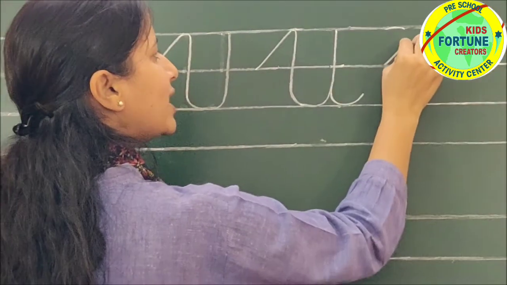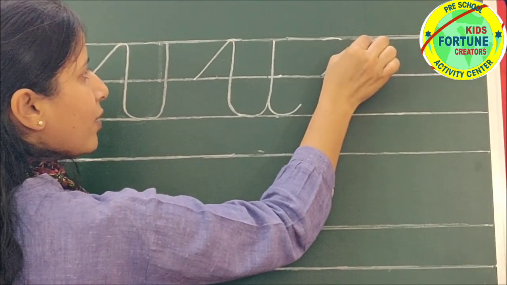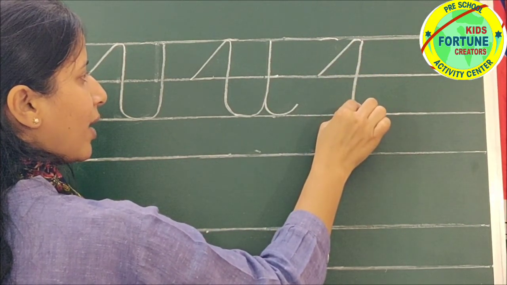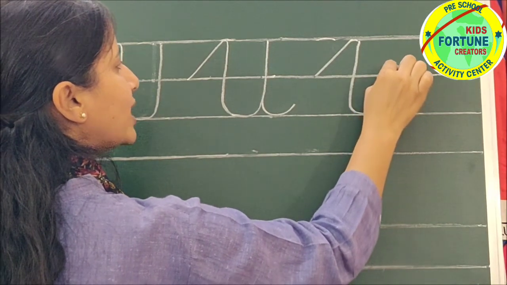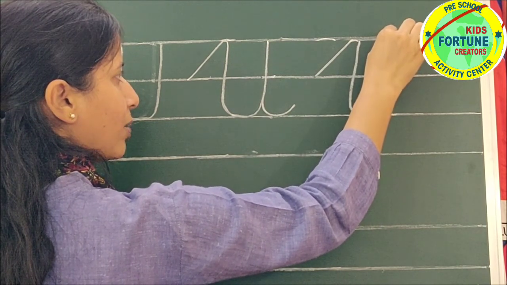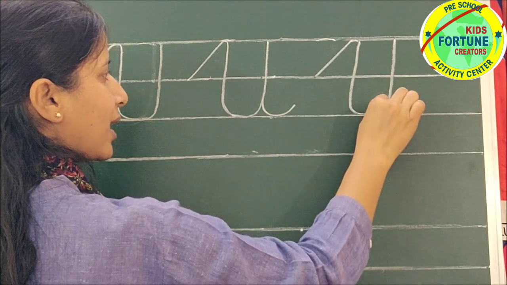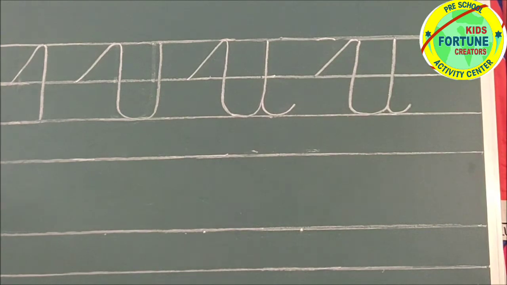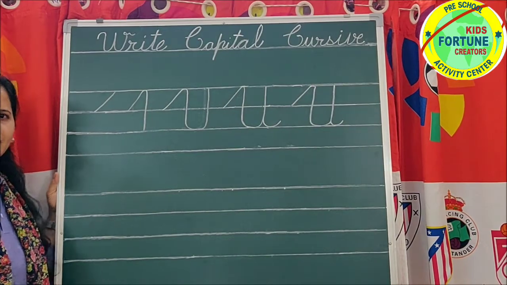Go up with slant line till top line. Make a small curve and come down with a standing line. Make a curve and go up with a standing line till top line. Now come down on the same line till third line and make a tail. This is U. The sound of U is A. So kids, now we will practice it on slate.